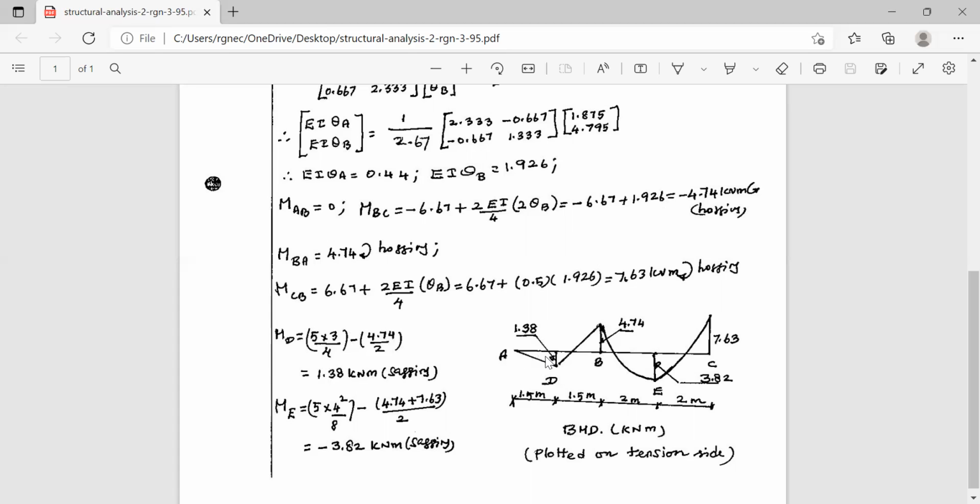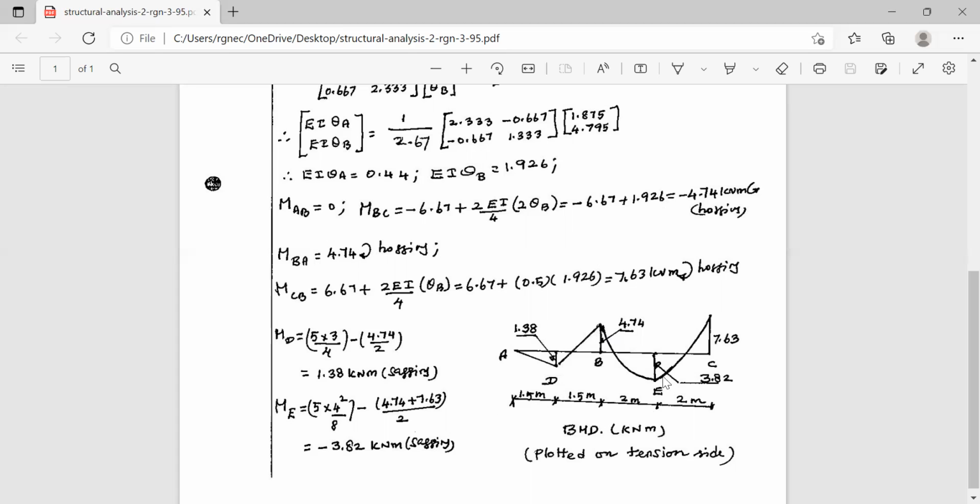Between A and D, there is no load. So the relationship for bending moment diagram is linear. Between D and B, there is no load. Relationship for bending moment is linear.